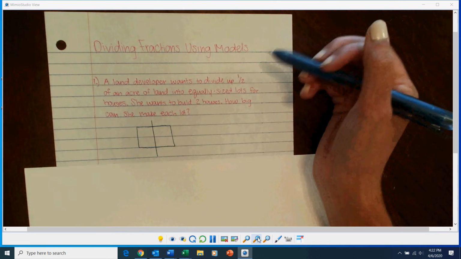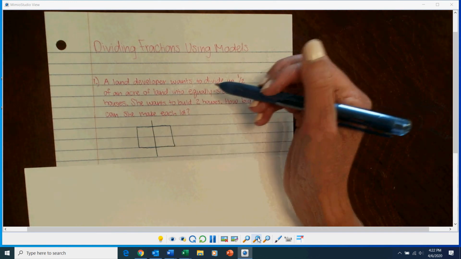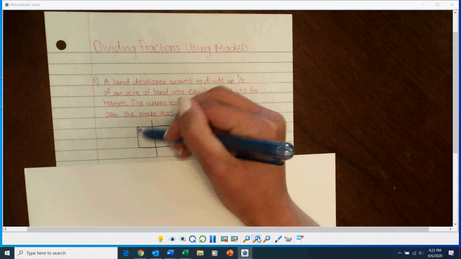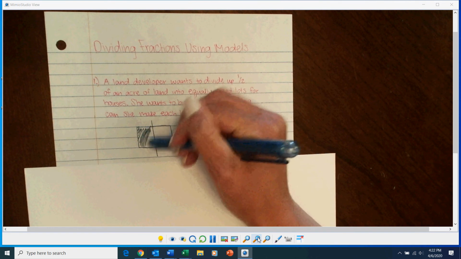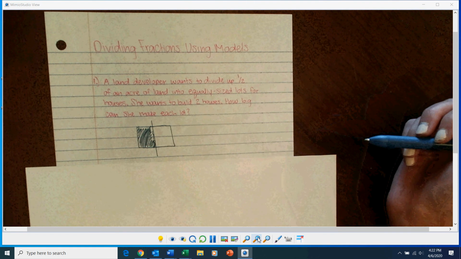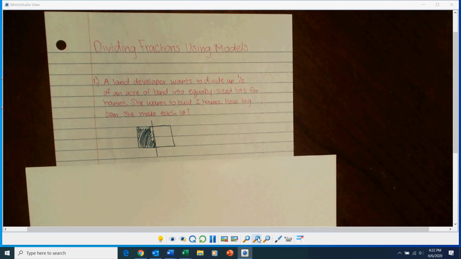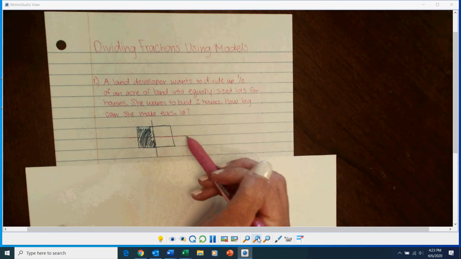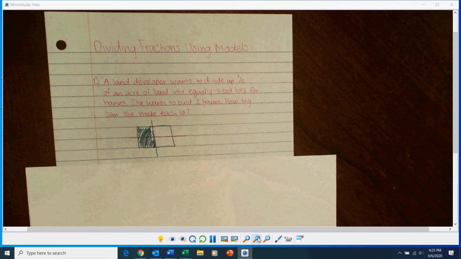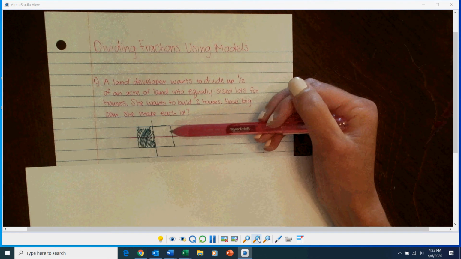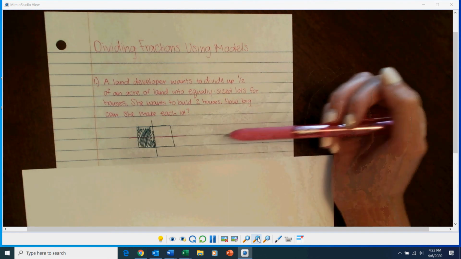Okay? Now I'm going to go ahead and cross off the land that she is not using. So this is her 1/2 acre that she has to develop on. Now she wants to build 2 houses. So what I'm going to do is divide it in half, that way she can build 2 houses equally. What our question is asking us is how big can she make each lot? So we need to know how big this square is.